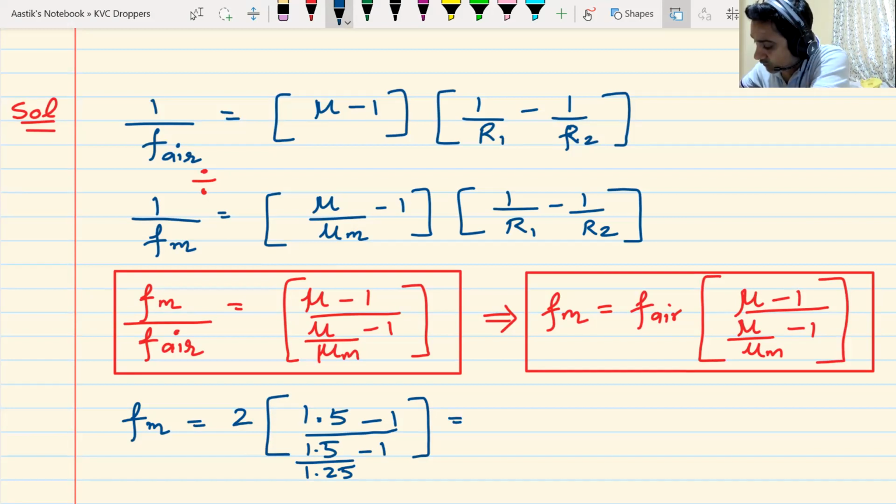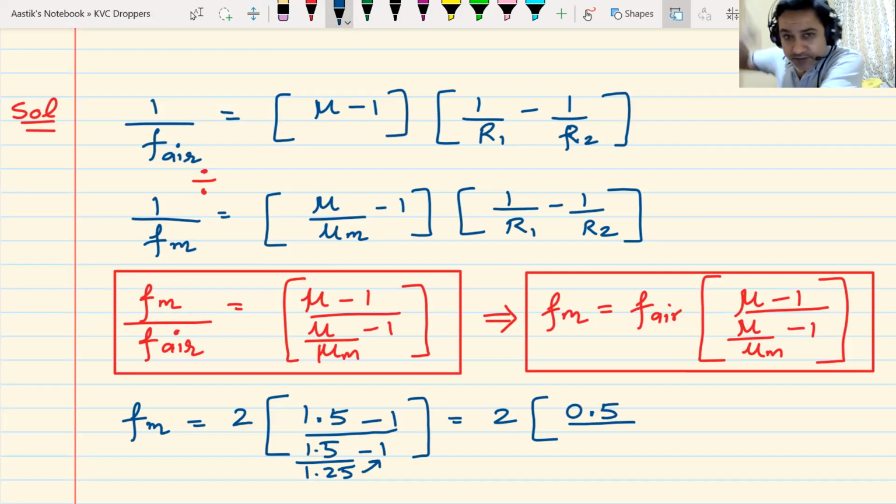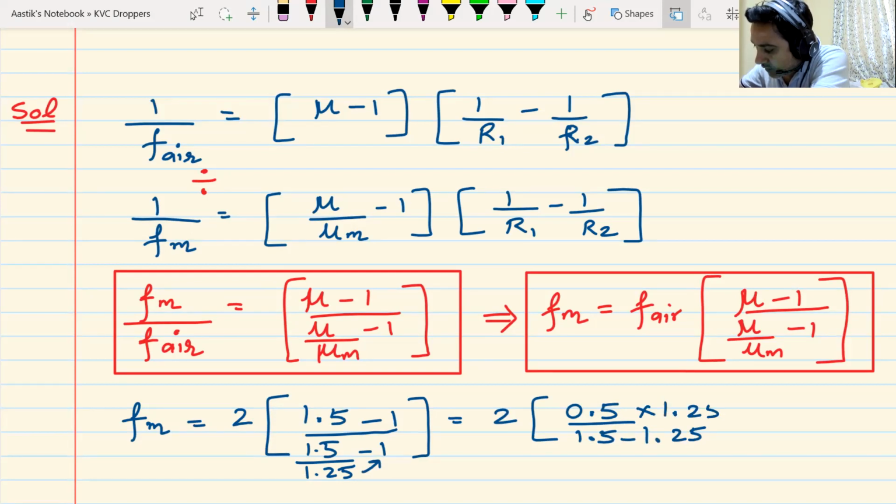As you can see that this will be equal to 2. In the numerator, you will have 0.5. Do we understand this? Yes, sir. Divided by, this will come in the numerator and everything will be going up. So this will be 1.5 minus 1.25 multiplied by 1.25. Do you see how I have done this? Yes, sir. That's it. 1.5 minus 1.25 will be 0.25.